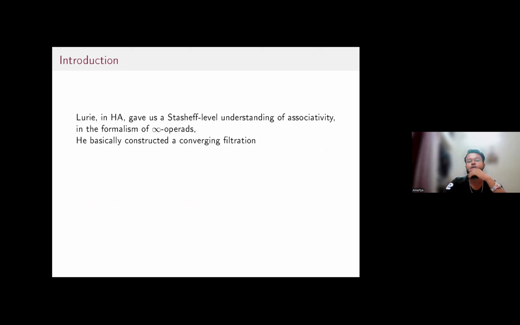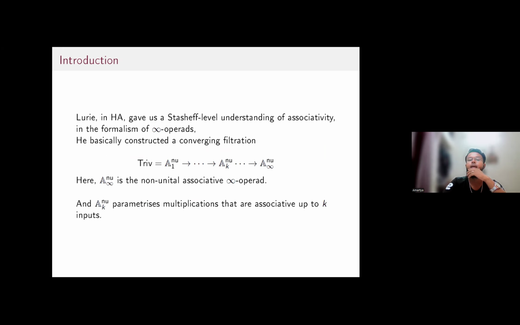So he constructs a converging filtration that looks like the following. So what are these NUs? This NU means non-unital. So this ANU infinity is the non-unital associative infinity operad. And this ANU sub k parametrizes multiplications that are associative up to k inputs.